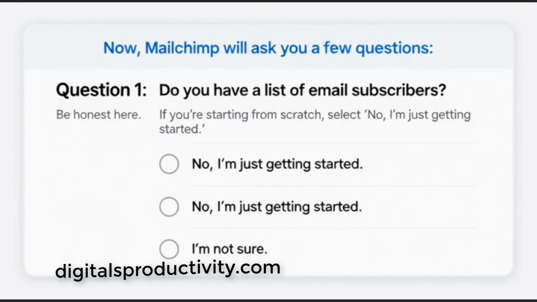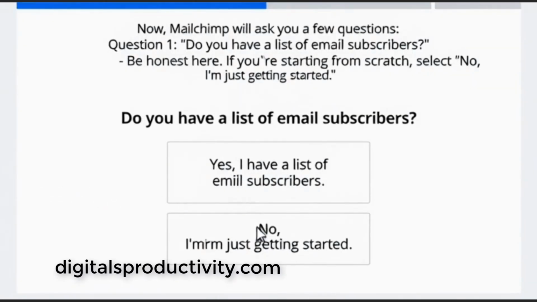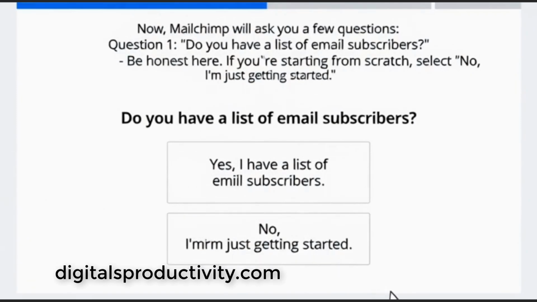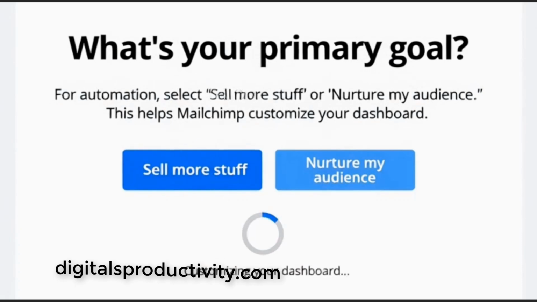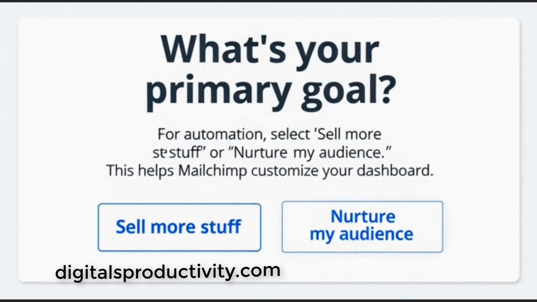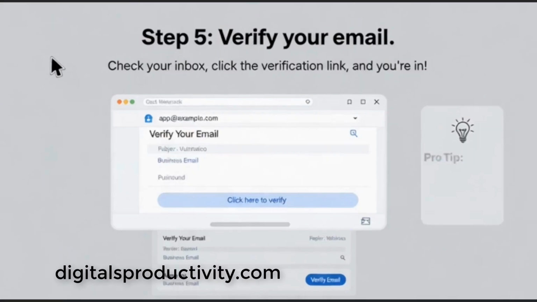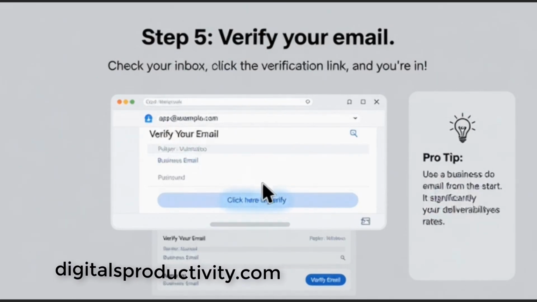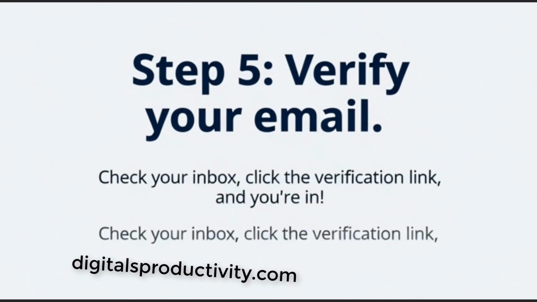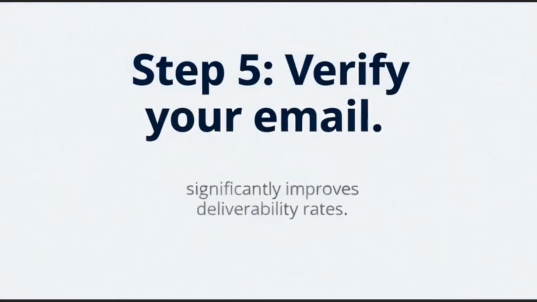Now, Mailchimp will ask you a few questions. Question 1, do you have a list of email subscribers? Be honest here. If you're starting from scratch, select No, I'm just getting started. Question 2, what's your primary goal? For automation, select Sell More Stuff or Nurture My Audience. This helps Mailchimp customize your dashboard. Step 5, verify your email. Check your inbox, click the verification link, and you're in. Use a business domain email from the start. It significantly improves your deliverability rates.